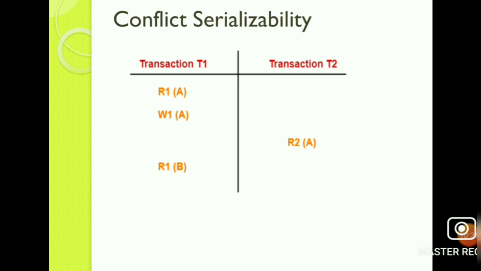Example, let us consider the transactions T1 and T2. The same data item A: transaction T1 is operating on A, and T2 is also operating on A. Consider W1(A) and R2(A). These two are called conflicting operations. Why? Because both belong to different transactions, both use the same data item A, and one is a write and one is a read. So that is called conflicting operations.